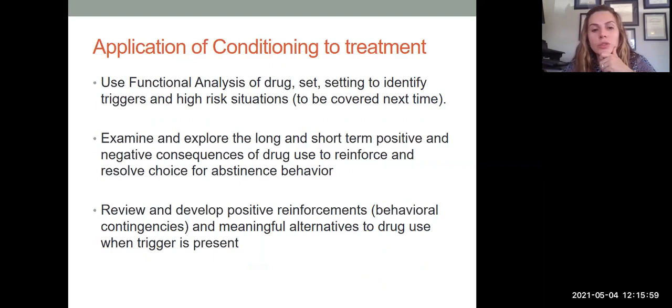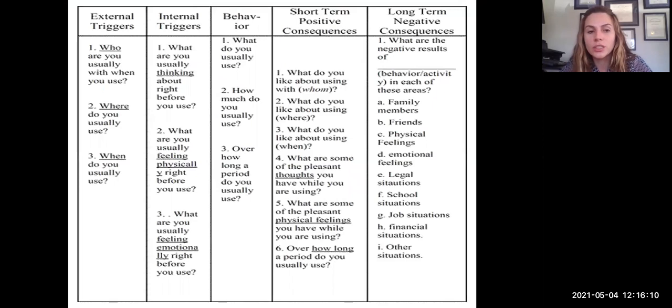The other thing that you can do is use what's called a functional analysis, which gets at all of that information and helps us to identify what are those external and internal triggers. So this is an example of a functional analysis, and it breaks it down. And this is something that you can absolutely use. It takes about 15-20 minutes to fill something like this out with a patient.